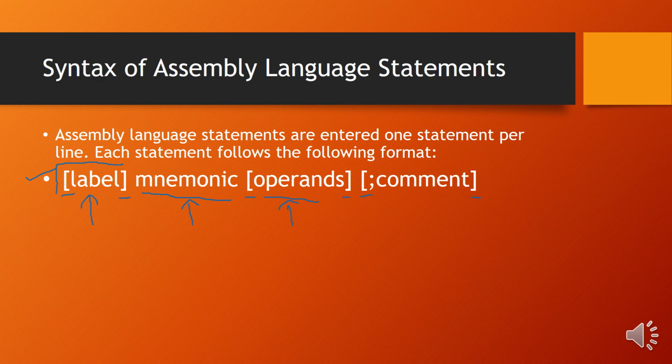And then the comment section. In assembly, your comment starts with the semicolon. Keep in mind, in the higher level programming language, generally we terminate our statement by semicolon. But in assembly, you need to start your comment with the semicolon.